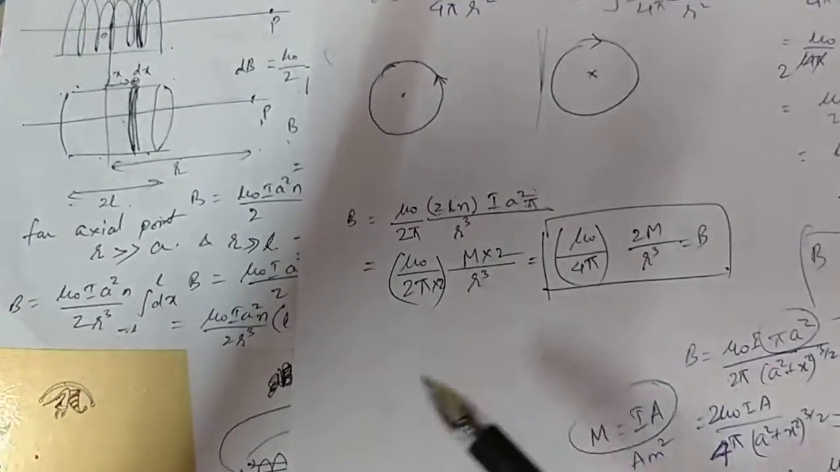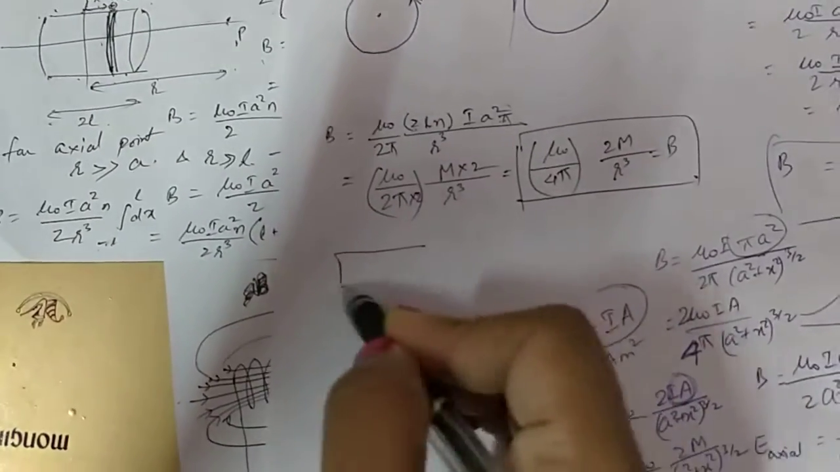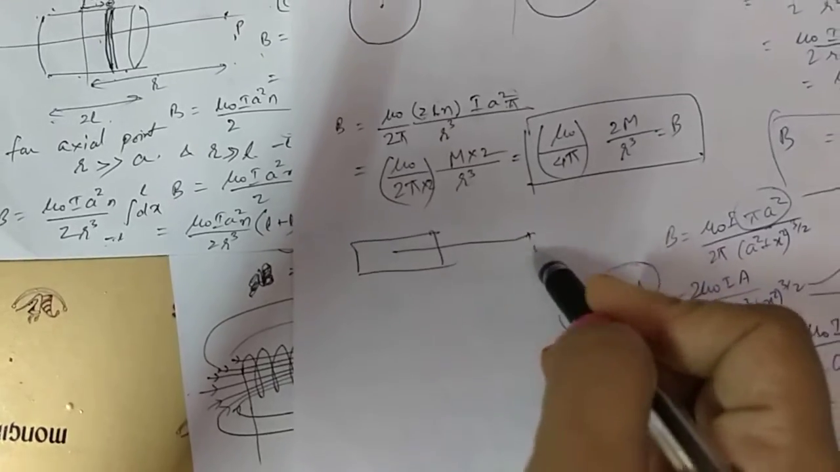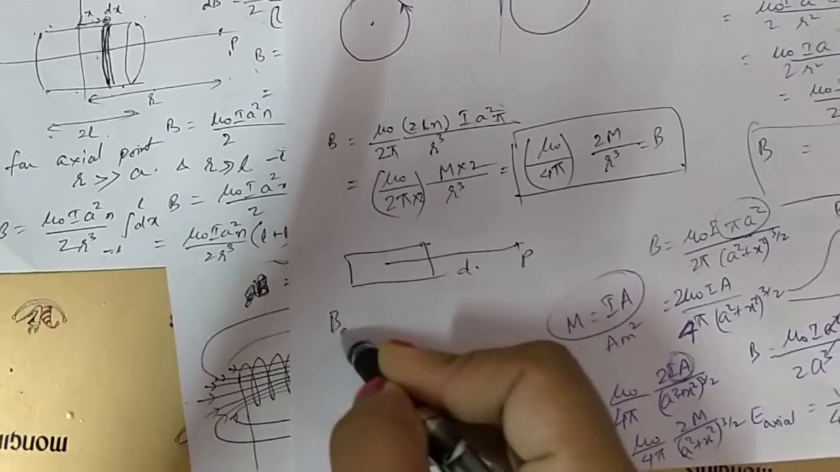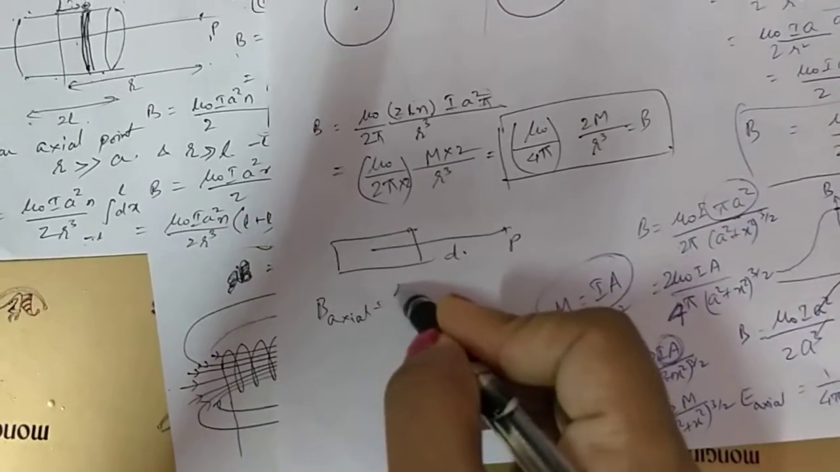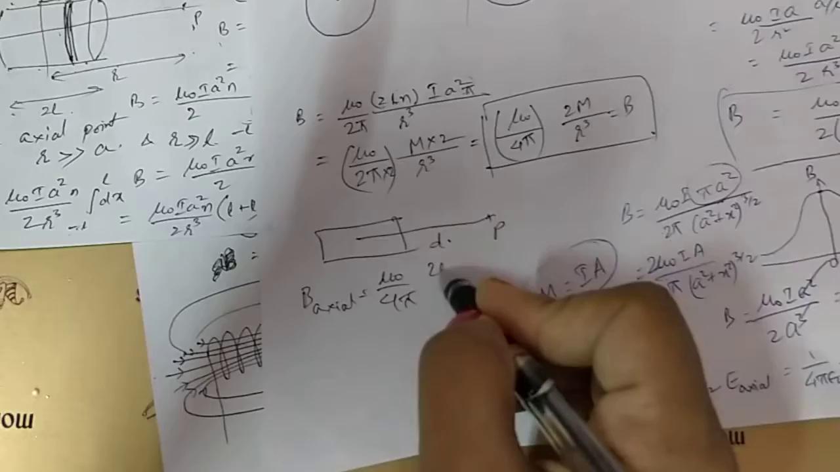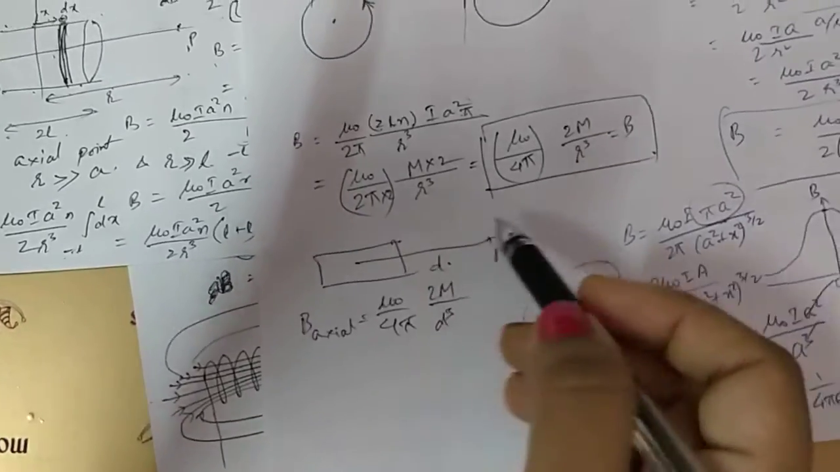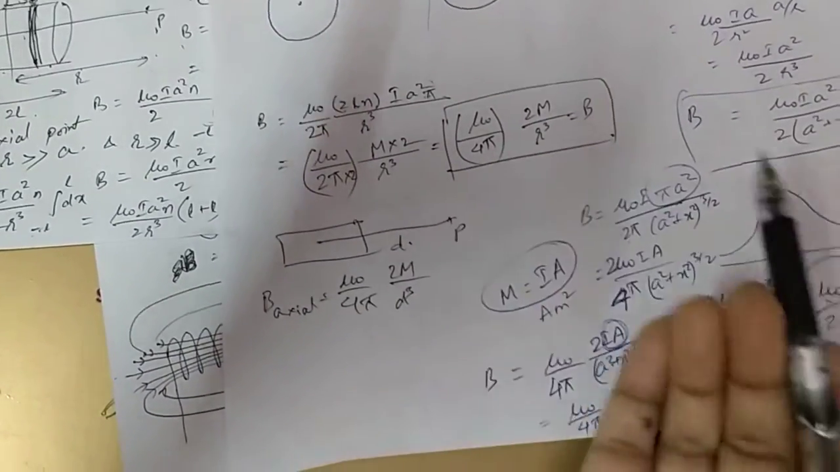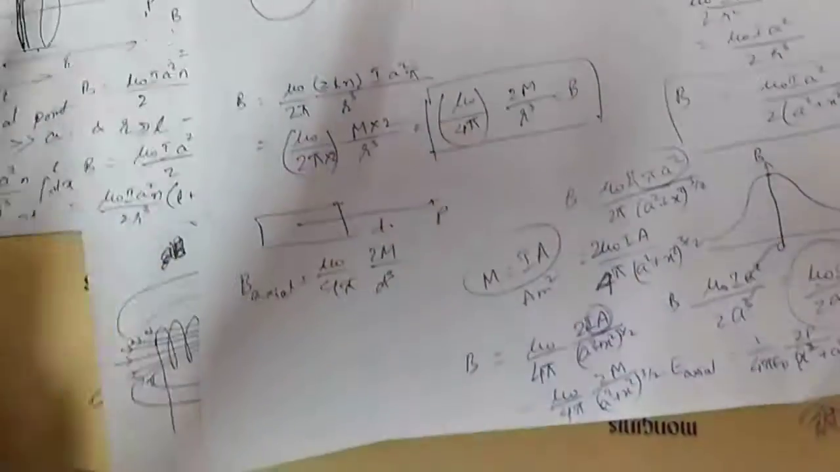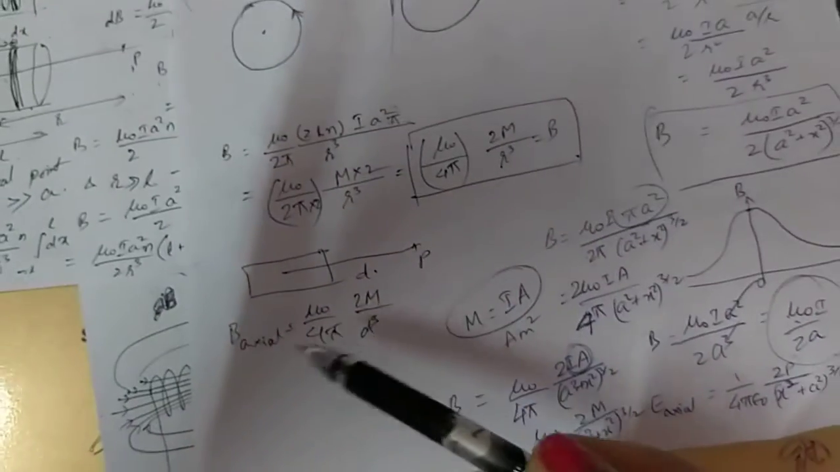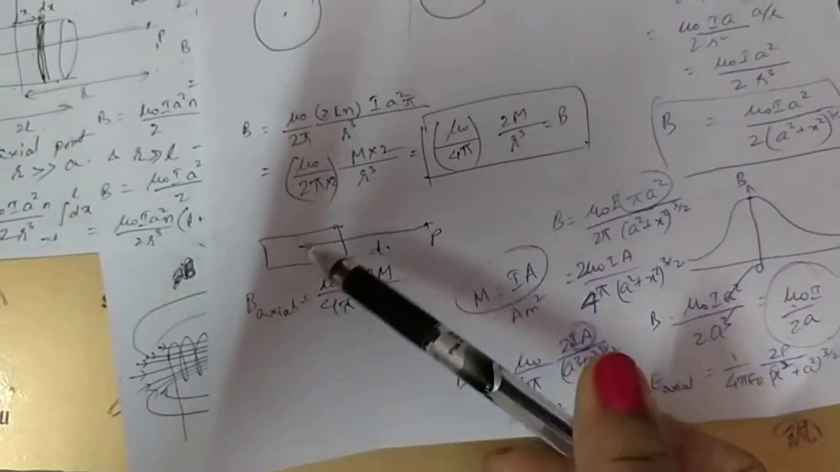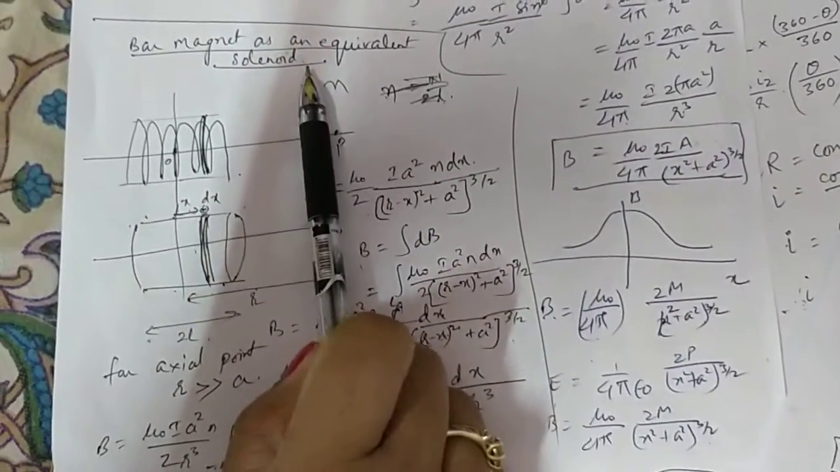So on comparing, I'll draw the bar magnet also, from here to this point P. For the bar magnet it was d, and on the axial line we got mu naught by 4 pi 2m upon d cube, and here we are getting similar, instead of d, r cube. So exactly similar expression. That means we can consider a bar magnet as an equivalent solenoid. Okay, that's it.